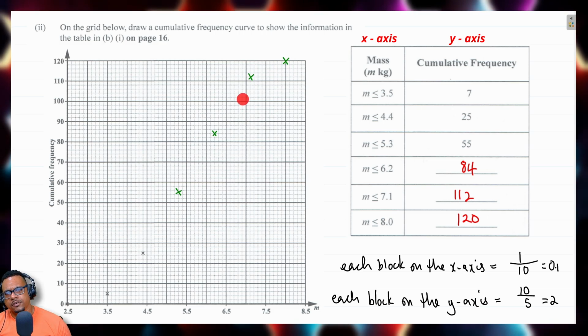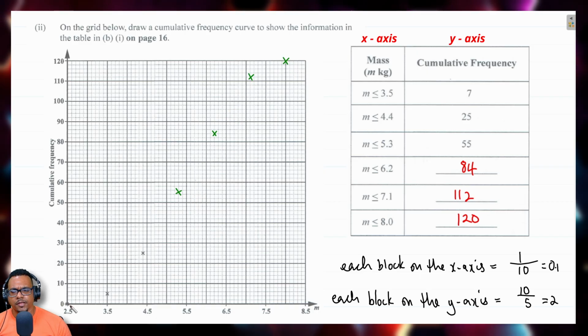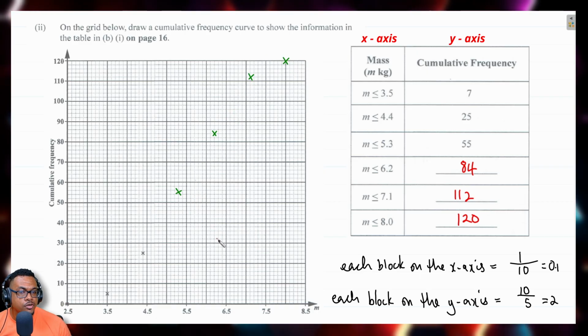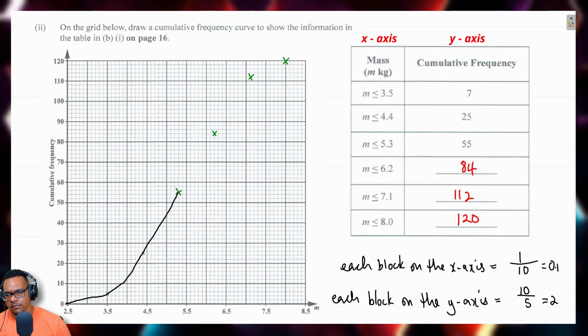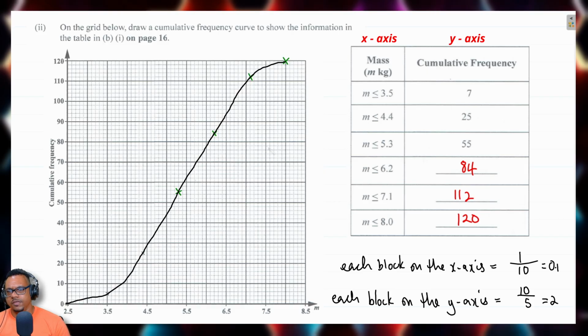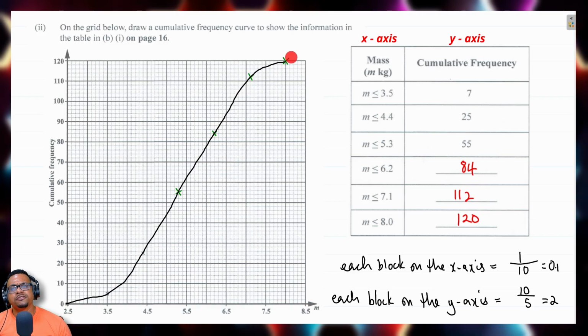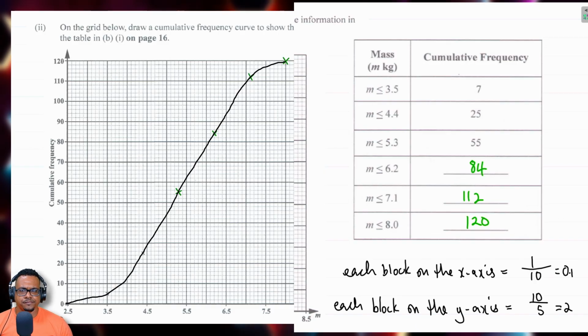So here we can see our S-shaped curve. We just have to connect these points using freehand, making a smooth curve, and that will be our cumulative frequency curve. All right, so that's the best I could do on the computer. All right, this will be our cumulative frequency curve.